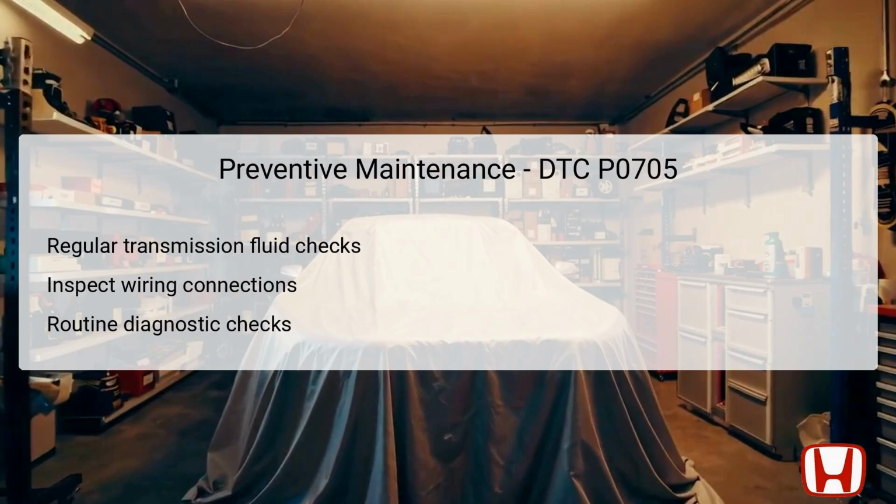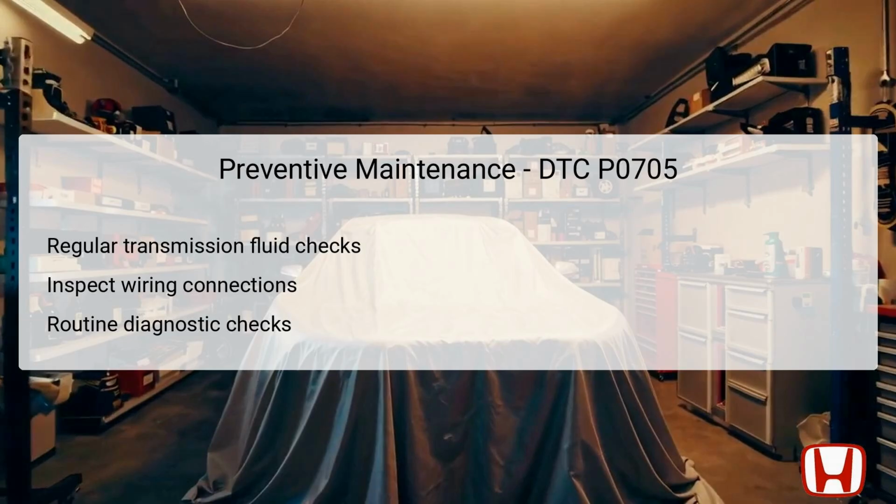To prevent the occurrence of a DTC like P0705 in the future, implementing a strategy for preventive maintenance is crucial. One of the primary measures includes regular checks of the transmission fluid levels and condition. Low or degraded fluid can lead to shifting problems and increase wear on internal components.